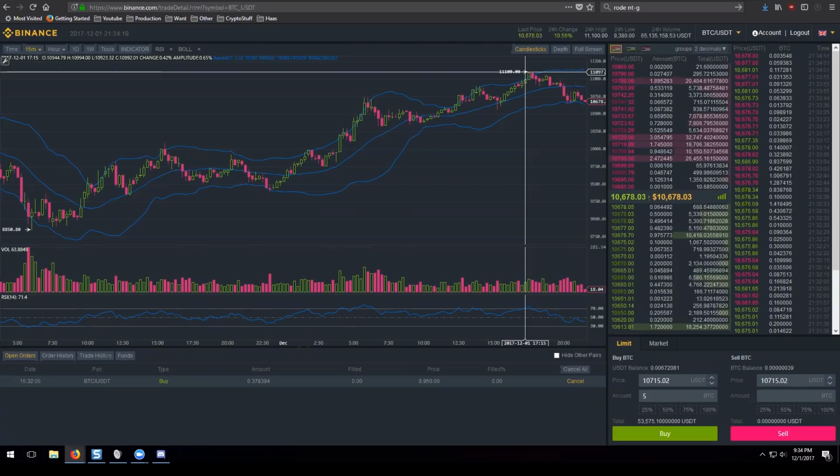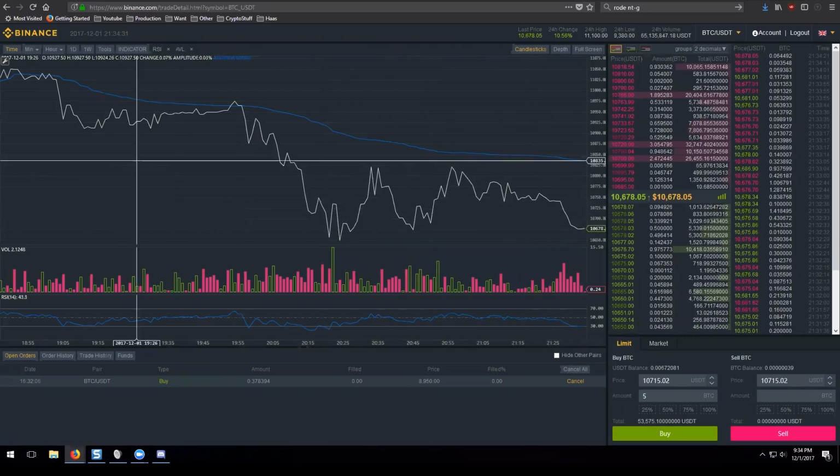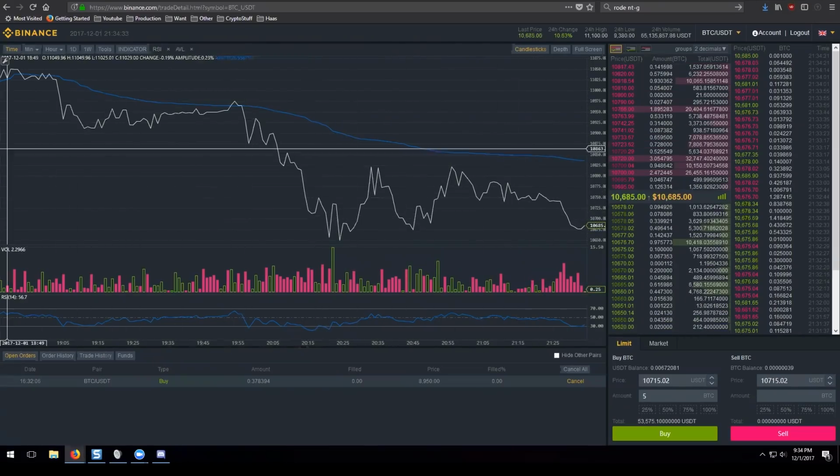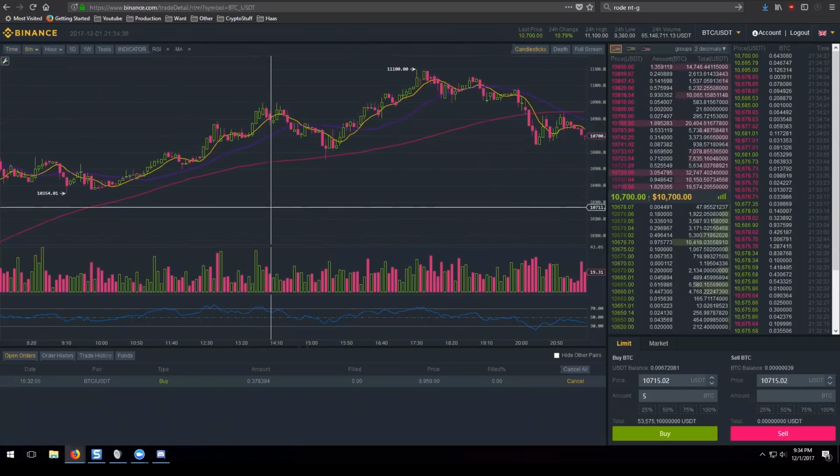Okay, so first things first. This is a line graph. It's useful for certain people, but I prefer seeing candlesticks. To do that, in the top left, we hit minutes, go to 5 minutes. Why are we trading on the 5 minutes? We want to be in and out of our trade in the shortest amount of time possible.